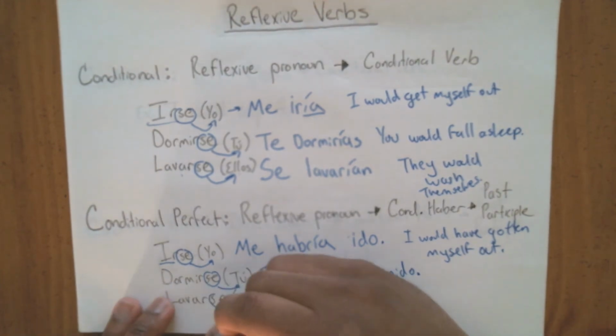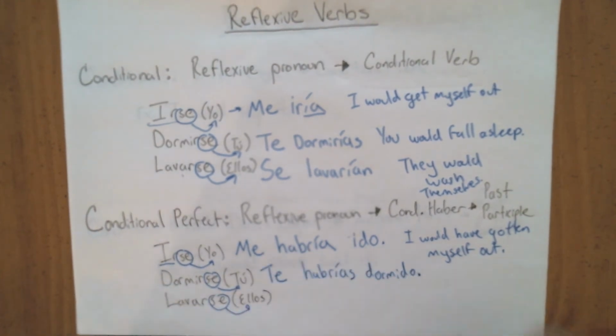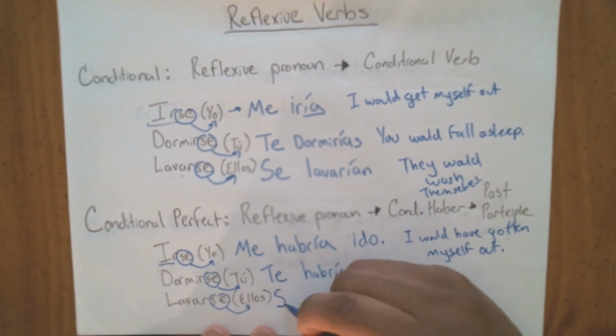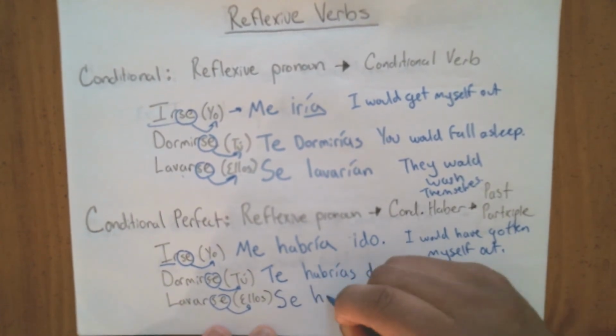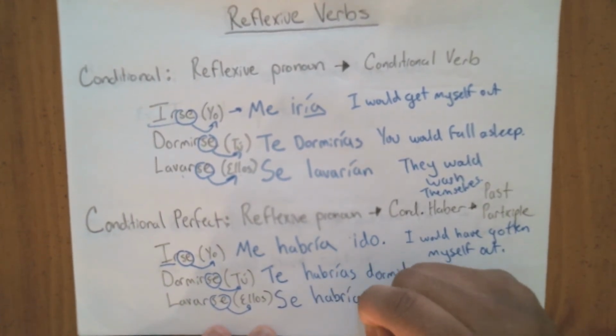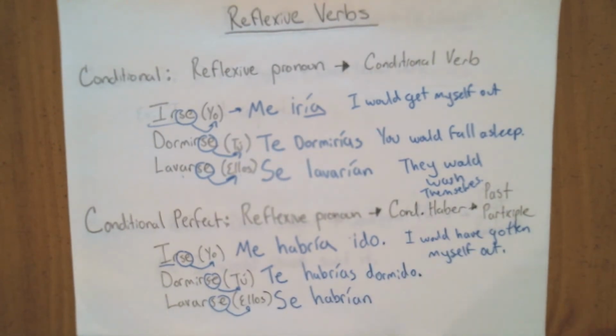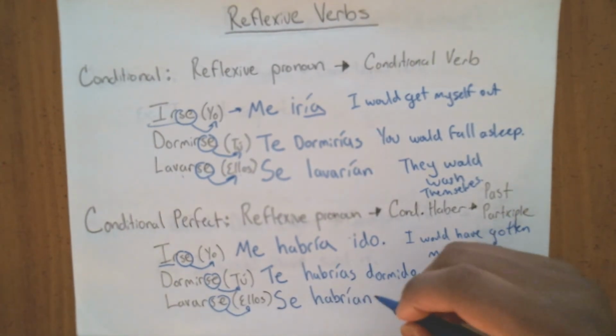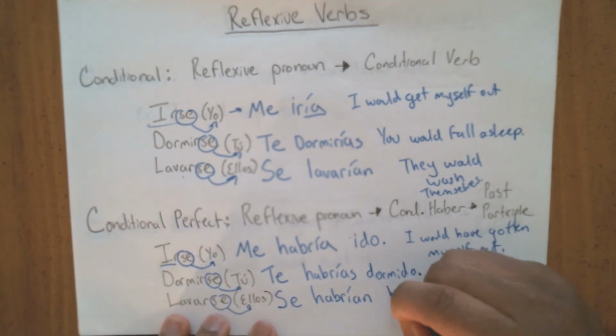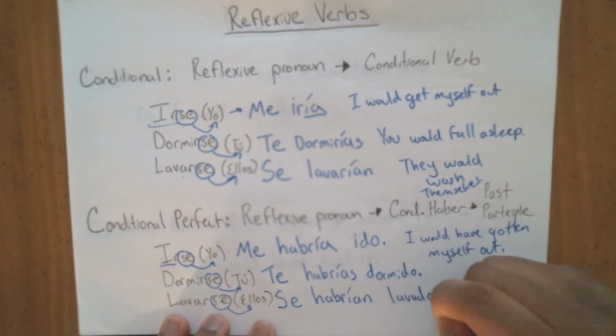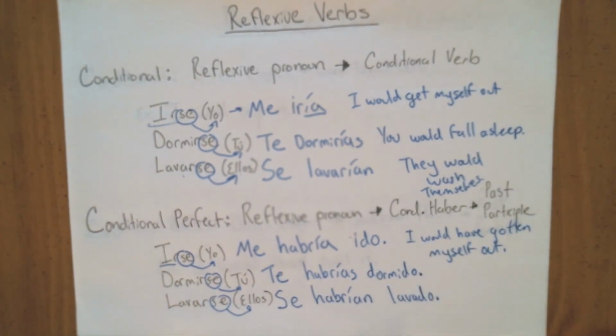And so finally we have lavarse. Again, same process. We know we need to take the reflexive pronoun, that comes first, so it'd just be se. Then we need to take our conditional perfect form of haber, which is se habrían. And then what about lavar? It's lavado, which is the past participle. Se habrían lavado. They would have washed themselves.